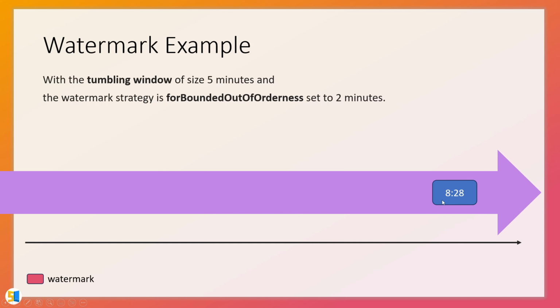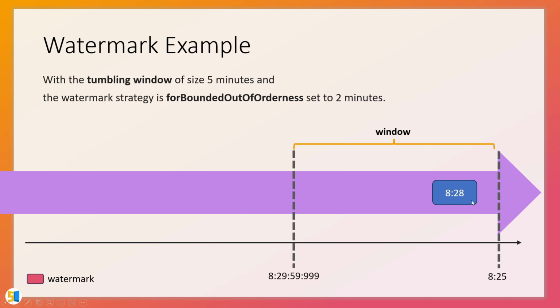So let's say an event comes into the stream with timestamp 8:28. It triggers the window state, so the state is created, and because the timestamp is 8:28, it belongs to the window between 8:25 and 8:29:59.999, basically 8:30 minus 1 millisecond. Okay, so it belongs here.